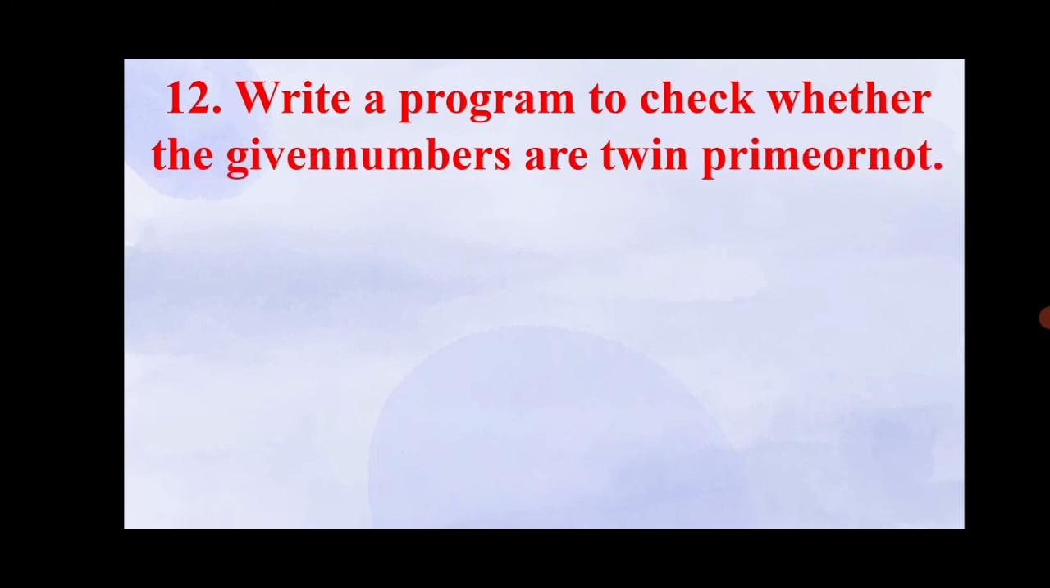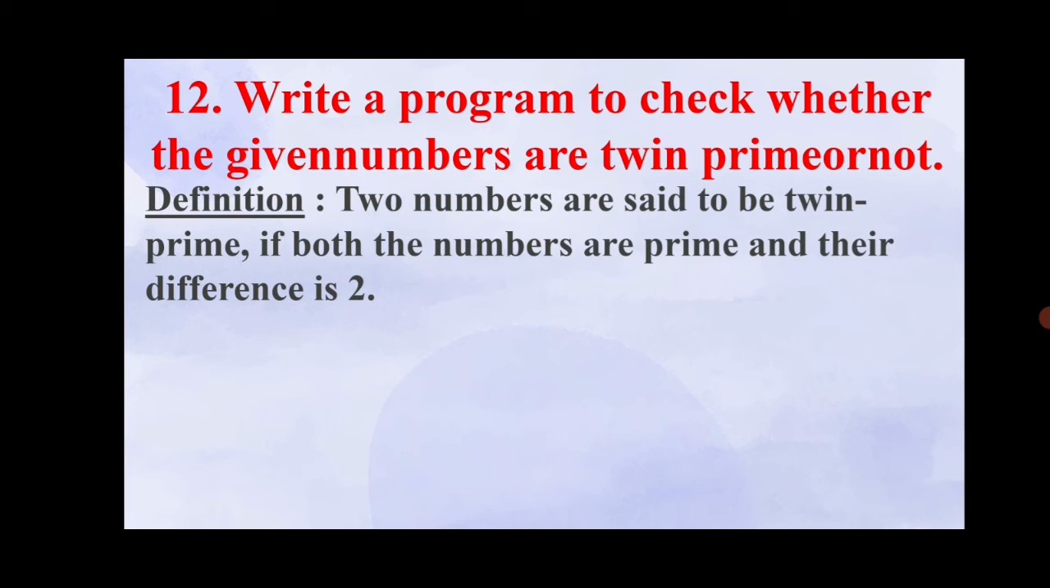And the next program, and this is the last program in this lesson, is to write a program to check whether the given numbers are twin prime or not. What is a twin prime number? Two numbers are said to be twin prime if both the numbers are prime and their difference is 2.